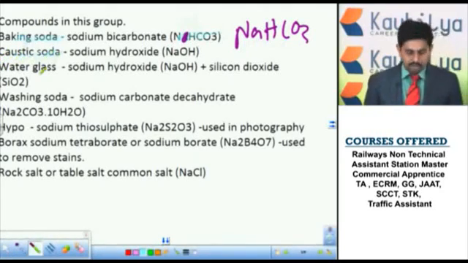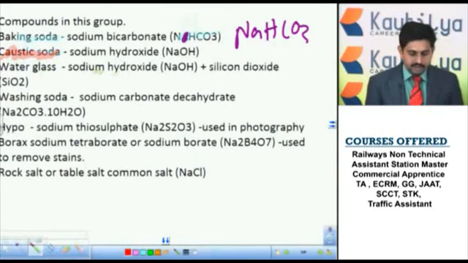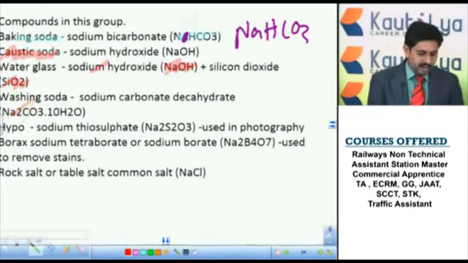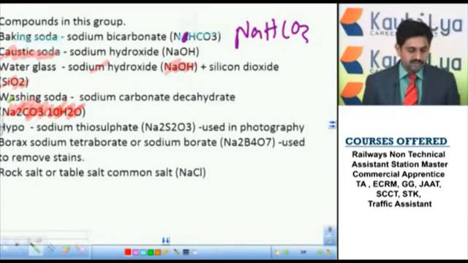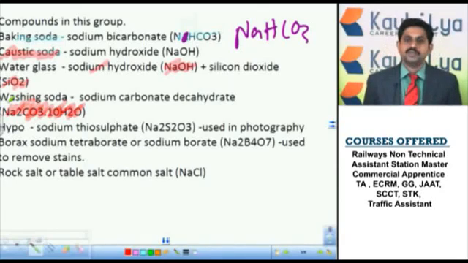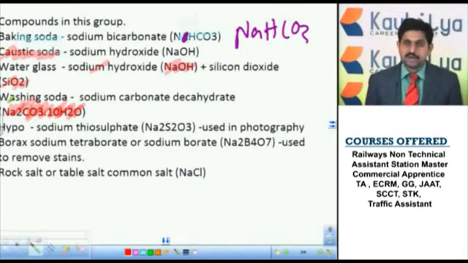Next one is caustic soda. Sodium hydroxide is called caustic soda. Then water glass, which is sodium hydroxide plus silicon dioxide or silicate. Washing soda is sodium carbonate decahydrate, that is sodium carbonate linked with 10 water molecules, Na2CO3 dot 10H2O. Na2CO3 is called soda ash.